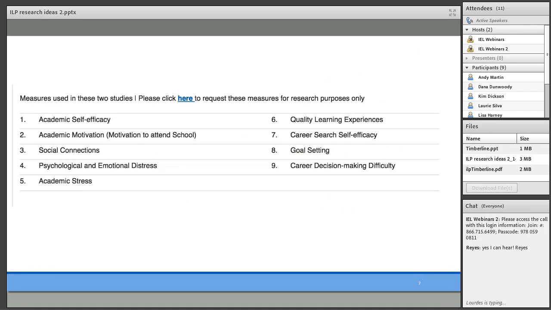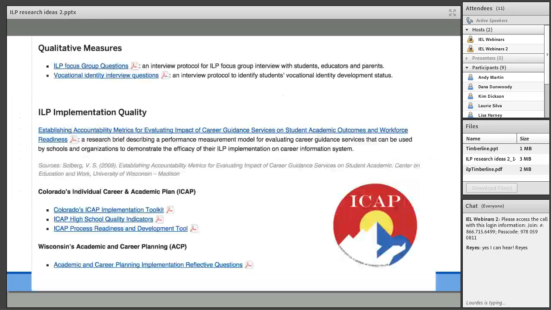On the website, if you decide you want to look at some measures, there are some you can use, and they're there for you to request, and we can get those to you. This section of the website is around the qualitative measures and then the ILP implementation. So I'm going to walk you through what we have for the qualitative measures.